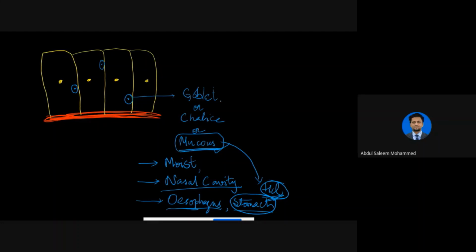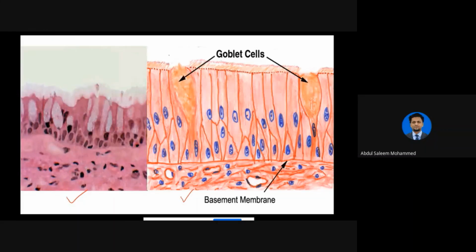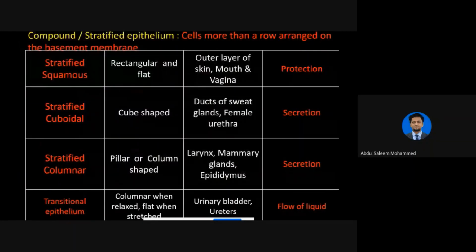Okay, so that is a very important function. And there you see the cells which are releasing this mucus. They are the goblet cells, or they are called the chalice cells. So I'll just take you back to this picture and show you the goblet cells which are present over here. You can see these cells which are marked. So the cells will be releasing mucus in excess. So that is about the glandular epithelium. So that's what we know under the simple epithelial tissue.